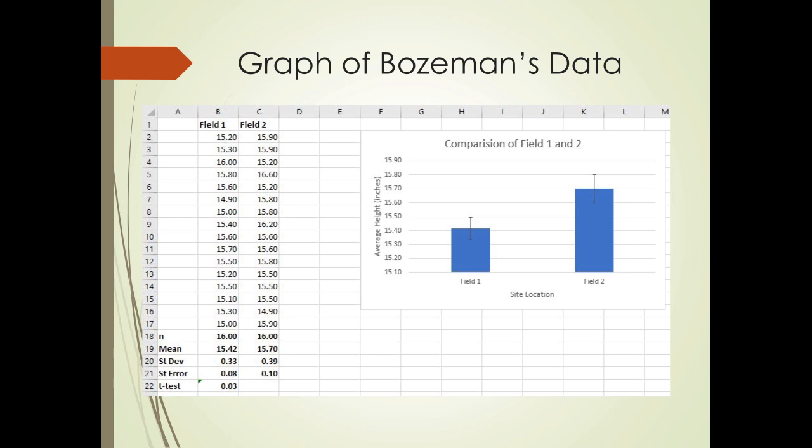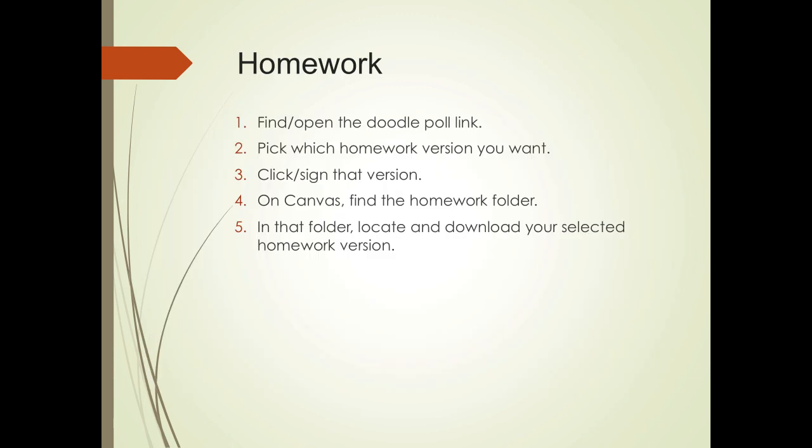Now that you have an understanding of the scientific method, and you know how to use Excel to find out if there's a statistical difference between two means, we have a homework assignment for you. A Doodle poll link should have been emailed to you and/or is located on Canvas. Find and open this link. Pick which homework version you want. Click and sign on that version. Then return to Canvas. Find the homework folder, and in that folder locate and download your selected homework version.